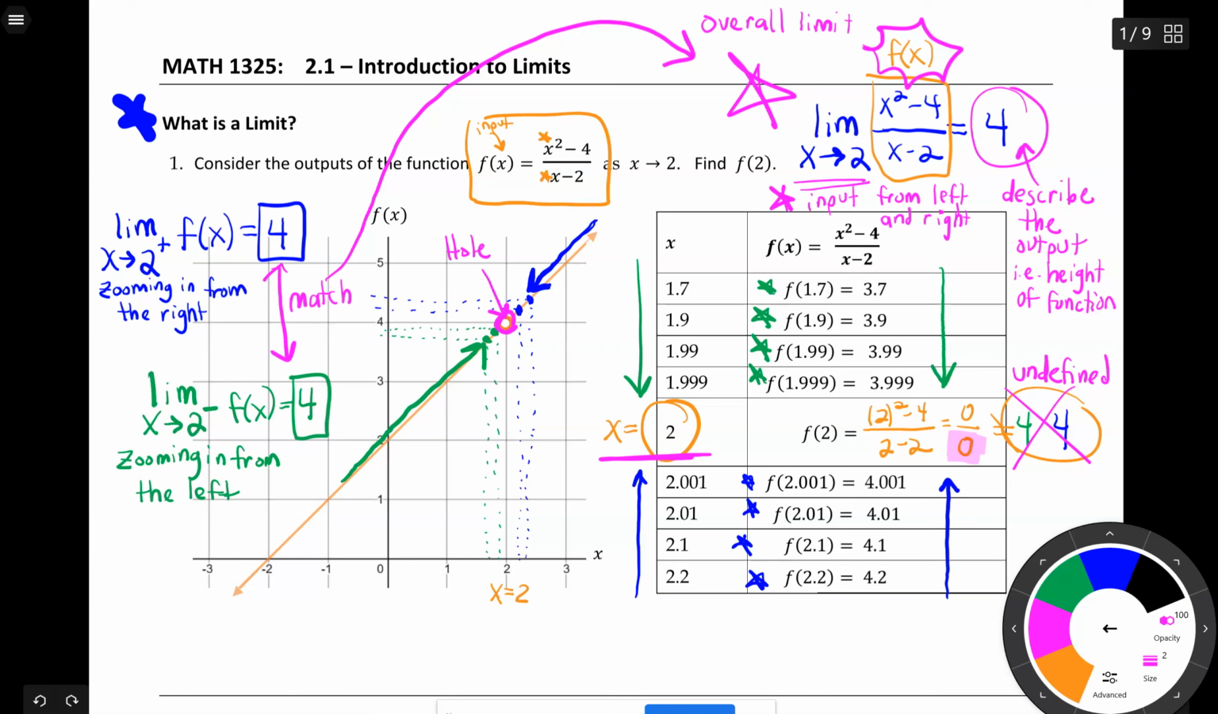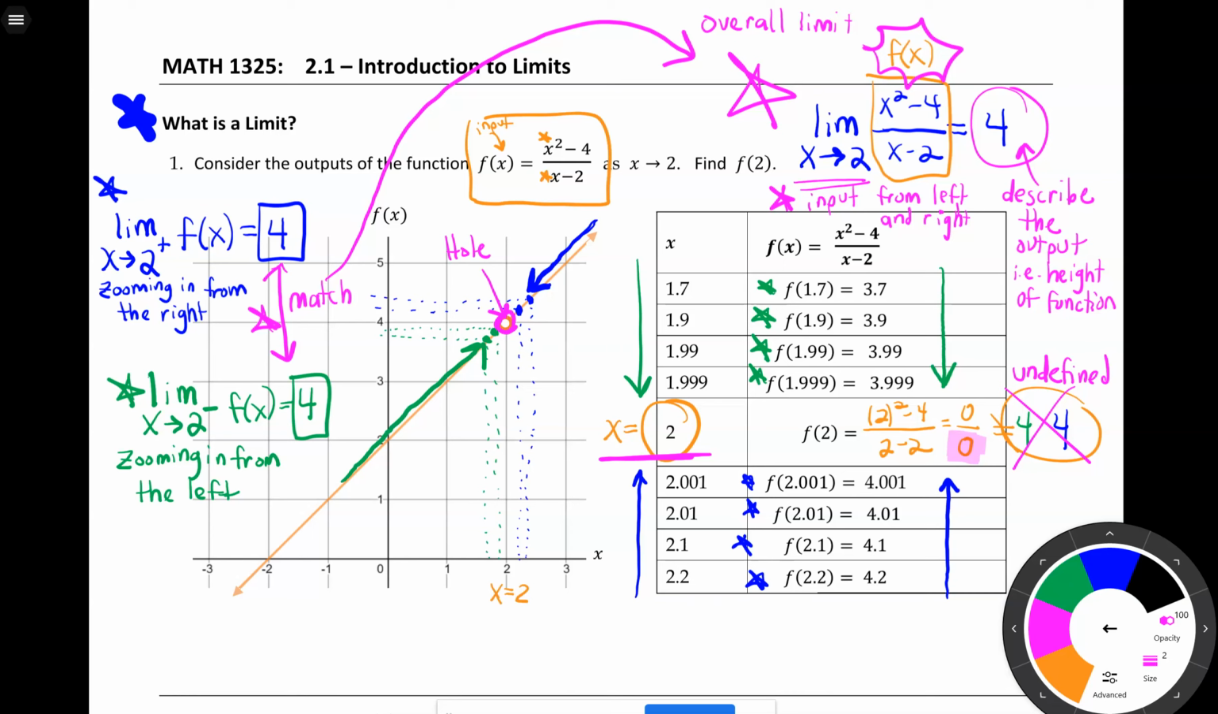Because a lot of times, especially in business calculus, when your functions are really yucky, you won't have a graph to help you out. We're going to have to do this more algebraically. So the way we're going to check it algebraically is we're going to look from the left. We're going to plug in things from the left. We're going to look from the right. And if those are matching, then we're going to say overall there's a limit that exists. If they don't match, there's not a limit. And I'm going to show this to you.